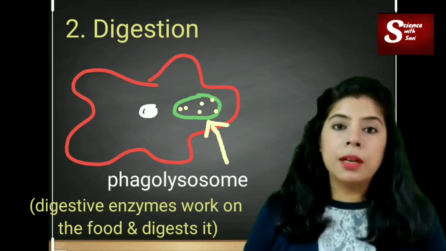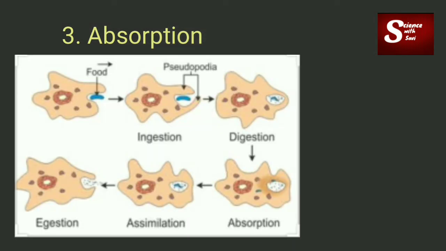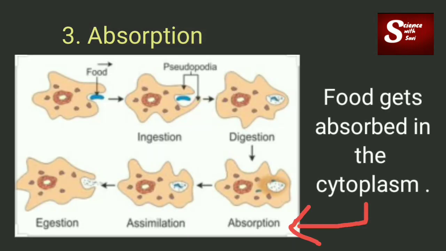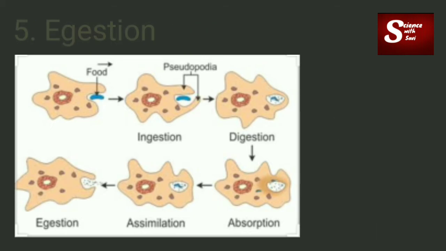So now we come to the third step, which is absorption. Once the food has been converted into the simple form, the food is absorbed by the cytoplasm and it reaches all the parts of the cytoplasm. This comes under absorption. Next, the fourth step is assimilation: the food which has been absorbed by the cytoplasm is used up by the cell for various other processes, for multiplication, for growth, for obtaining energy. So the fourth step, assimilation, is also done there.